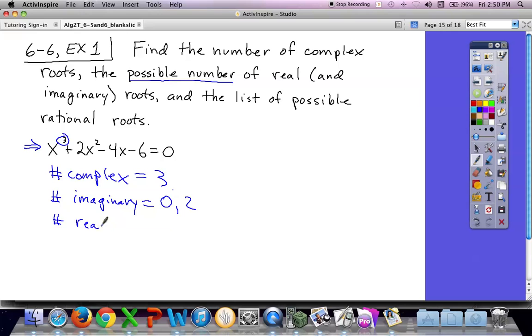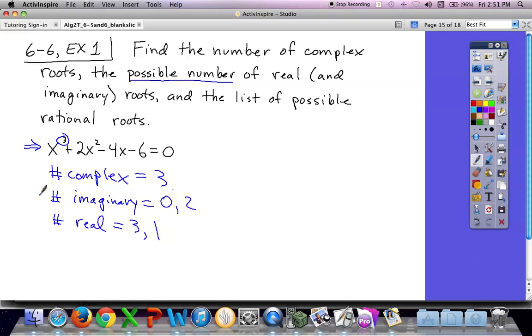So you could have 3 real, which means now you can do the subtraction. Number of real: if there's a total of 3 and there happens to be no imaginary, then how many real are there? There's got to be 3. If there's 3 complex and 2 imaginary, how many real are there? 1. They have to add up to 3. And you know that these numbers here are even numbers. So the real is just what's left over.